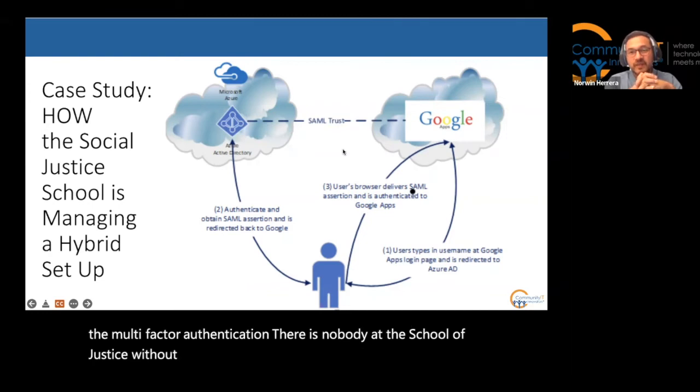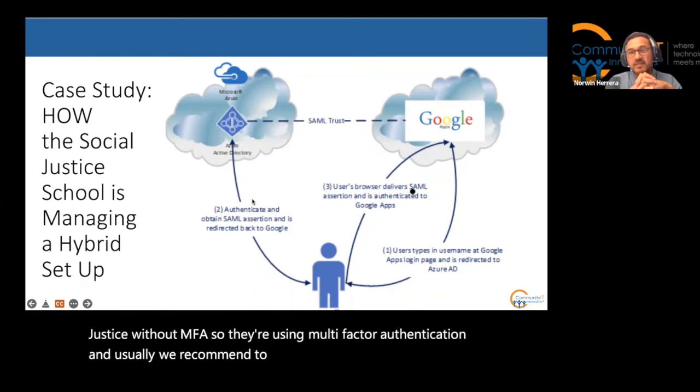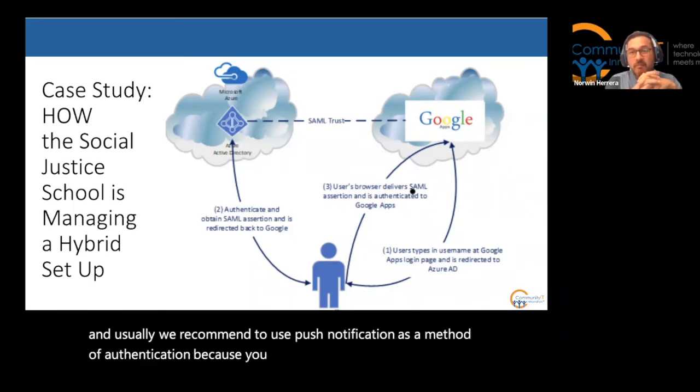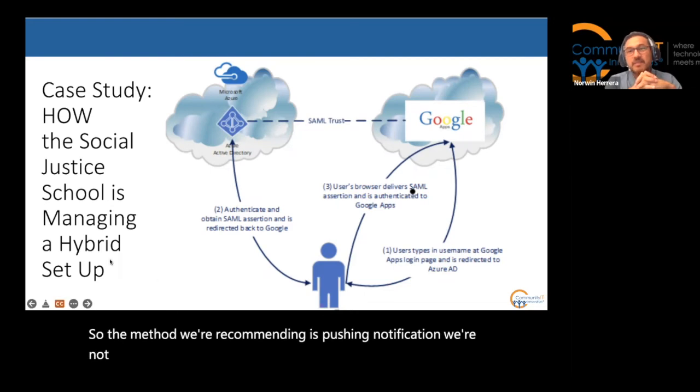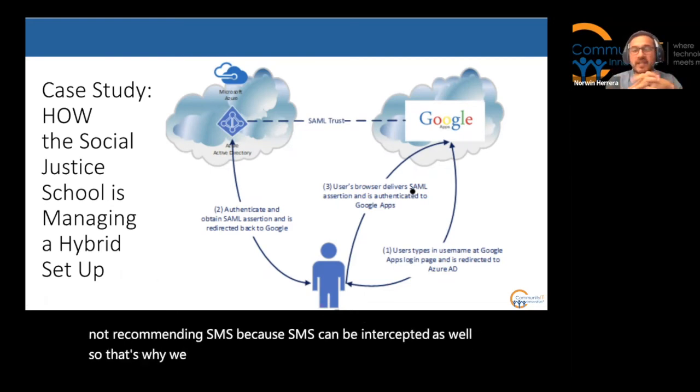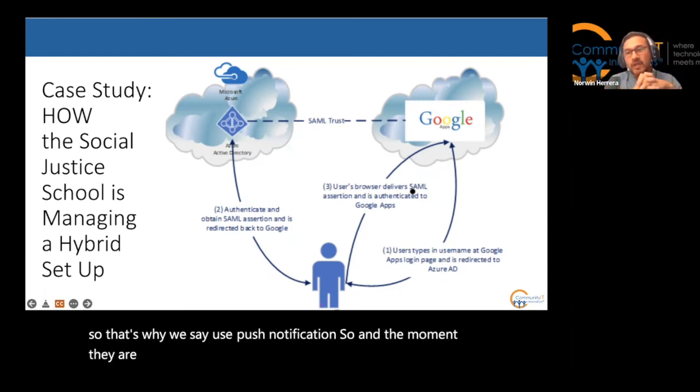So they're using multi-factor authentication, and usually we recommend using push notification as a method of authentication, because you can have more than one method. So the method we're recommending is push notification. We're not recommending SMS, because SMS can be intercepted as well. So that's why we say use push notification. And the moment they are authenticated, they come back to Google and they keep working in Google Workspace.